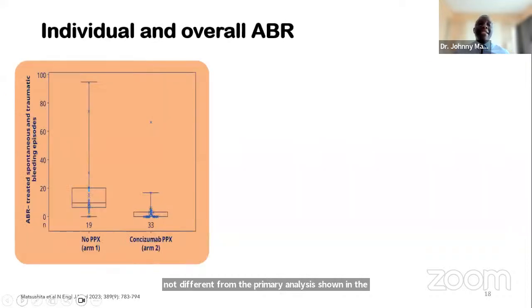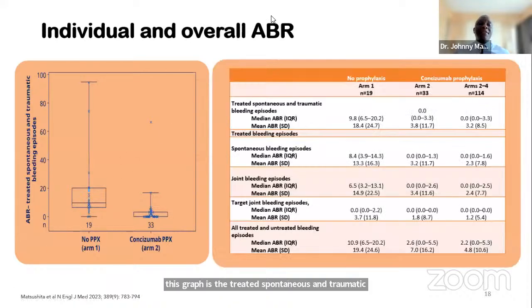If one looks at the individual ABRs, what is shown in this graph is the treated spontaneous and traumatic bleeding episodes per individual patient shown as a cross. What is particularly noteworthy here is that if you compare the graph on the left of 19 patients who were not on prophylaxis, there's a wide spread of the ABR, compared to the graph on the right, which is the concizumab prophylaxis arm, comprising 33 patients, a very, very narrow spread of the ABR.